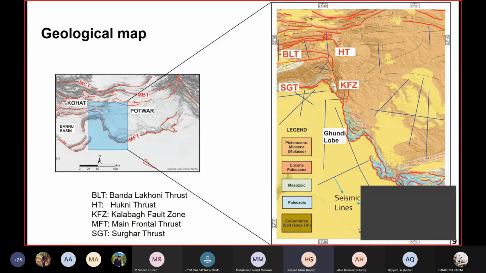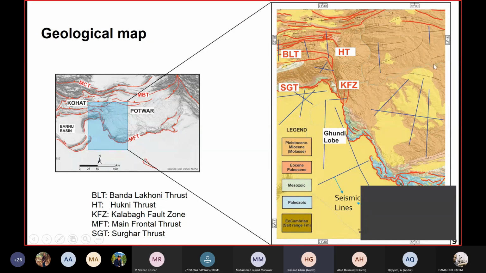So here, the boundary zone between Kohat and Potwar, what you see is the geological map and some of the important thrusts that are present in this area. This is the southeastern part of Kohat. You can see a lot of thrusts and tightly anticlinal folds that are exposed at the surface.